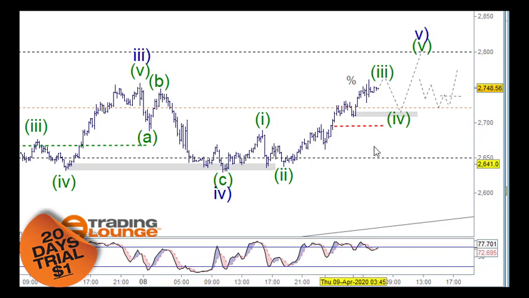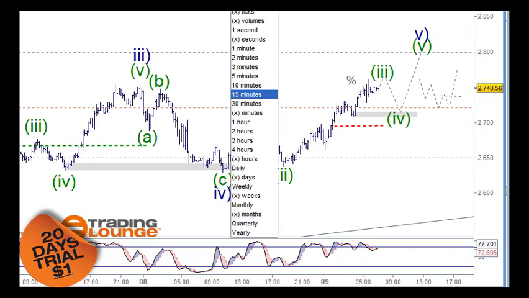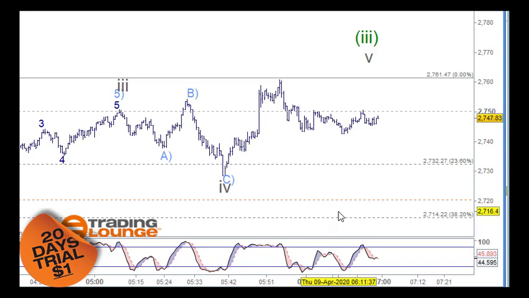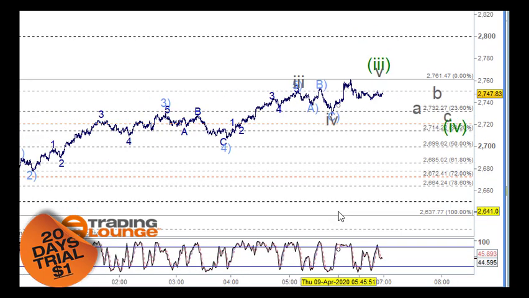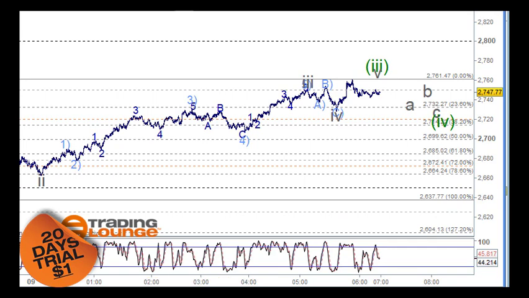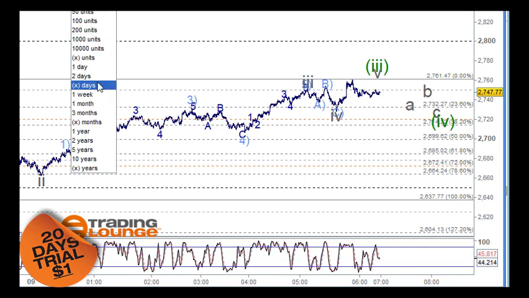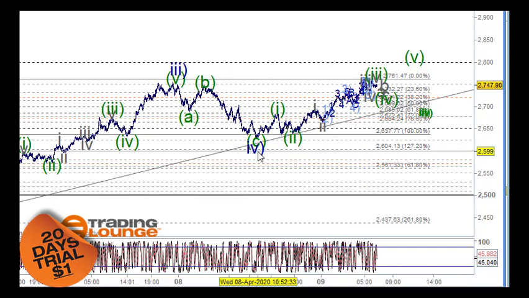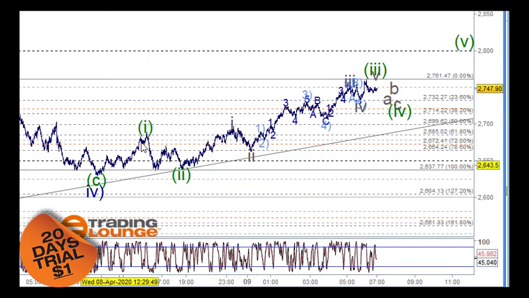So let's just go and have a little bit more of a look at this little situation here while we've got time. So it's a little bit hard to see. So we've got 3 and 4 here, and then I've looked at this as 1 and 2 here in green, and I'm looking for 3 in green, 4 in green, and 5 in green here to take us to 28, which is minor level 8.